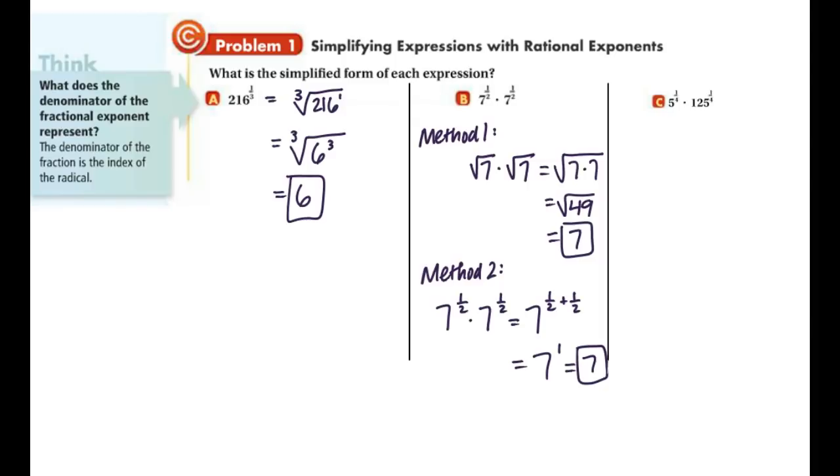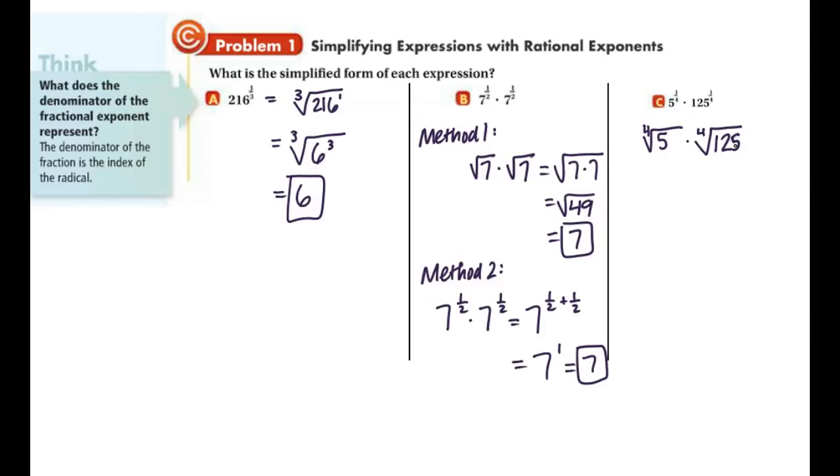In part C, we have 5 to the 1/4 power times 125 to the 1/4 power. Because these are both being raised to the 1/4 power, I know I can rewrite this as radicals with an index of 4 in front. So I'm going to write the 4th root of 5 times the 4th root of 125.